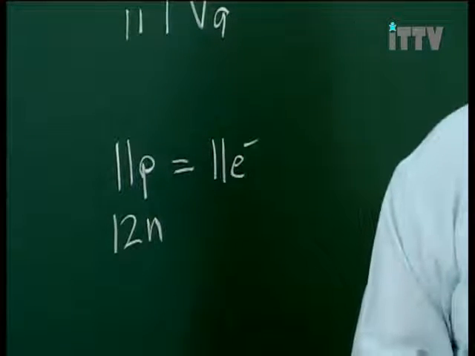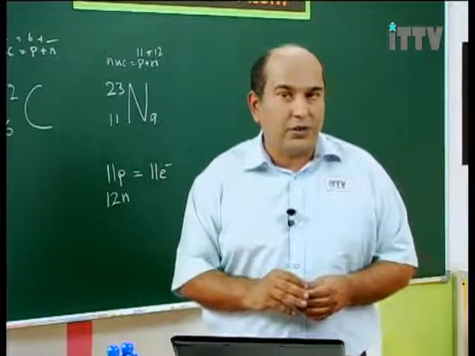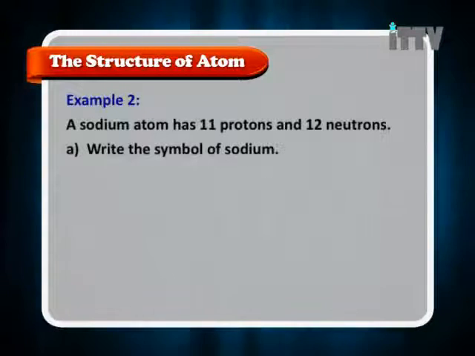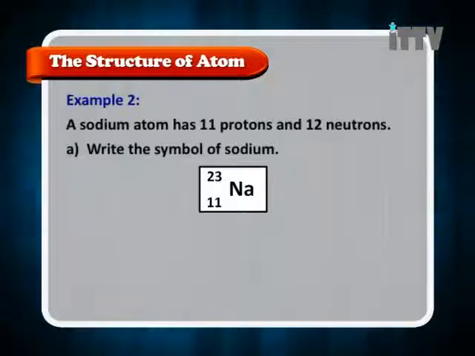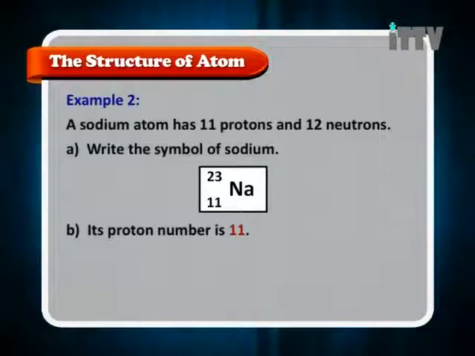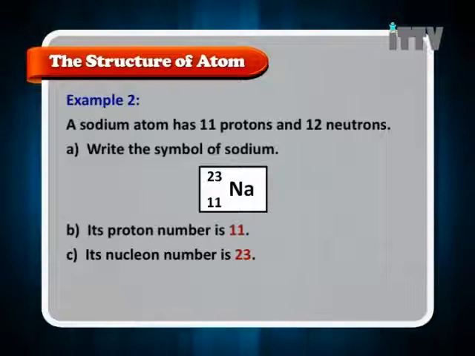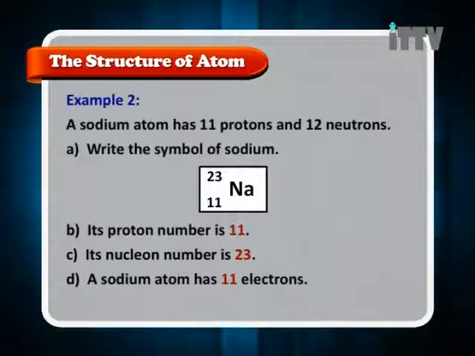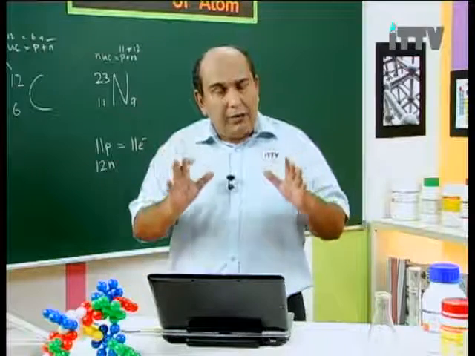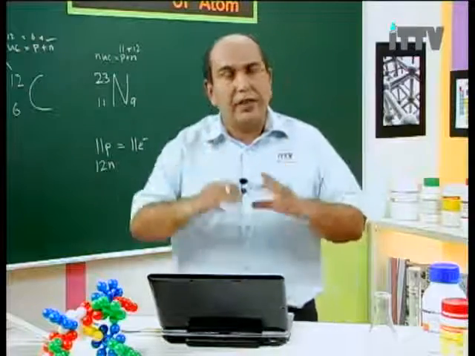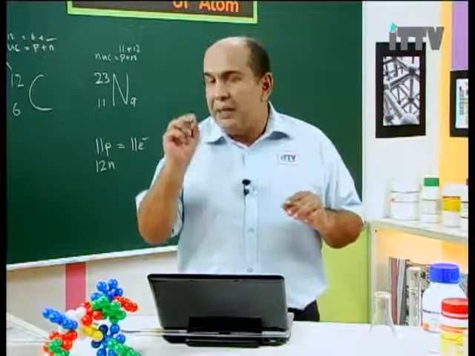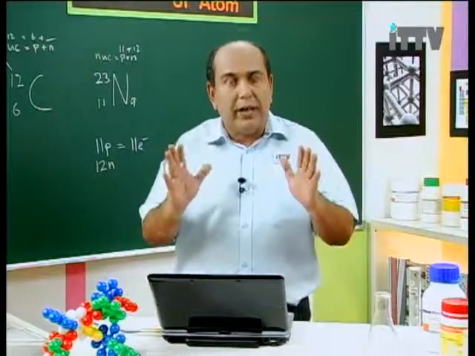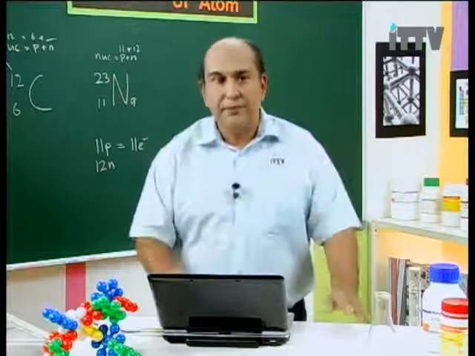And you pretty much have all your angles covered and all the questions answered. So let's have a look at the slide again. Write the symbol for sodium. Well, it's Na 23 11. The proton number is 11. The nucleon number is 23. A sodium atom has 11 electrons. So try to remember, nucleon at the top, proton at the bottom. The symbol nuc equals P plus N. That will get you through most of the calculations that you need to do. And don't forget, proton equals electron.